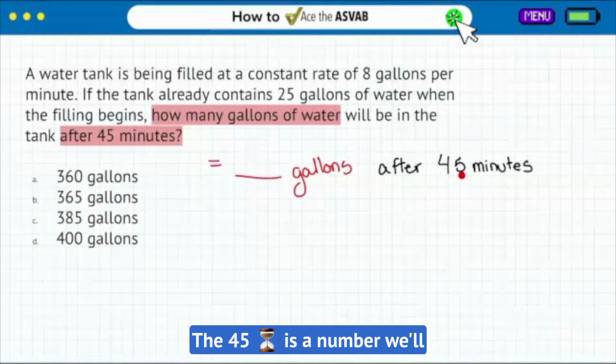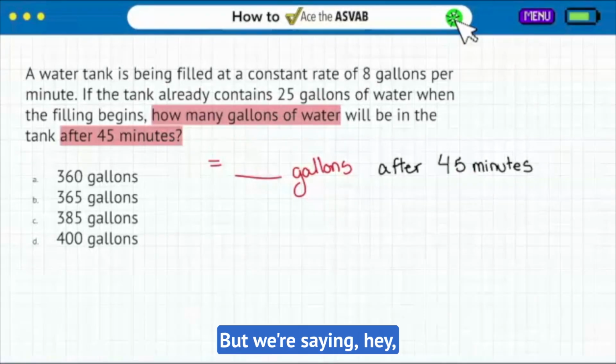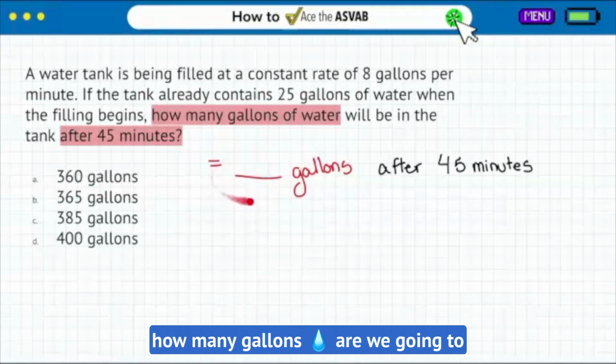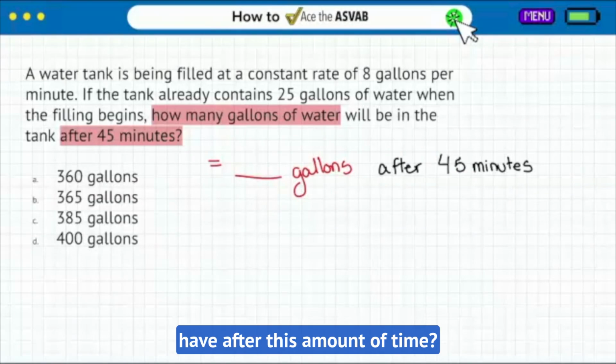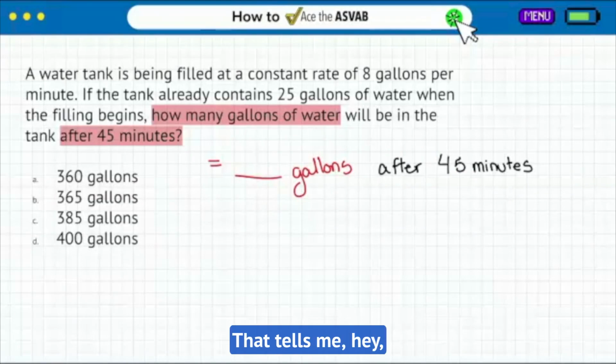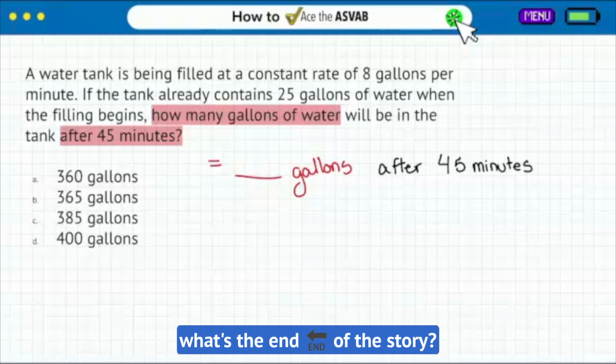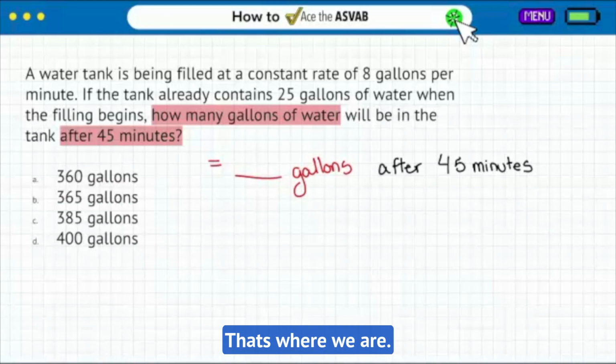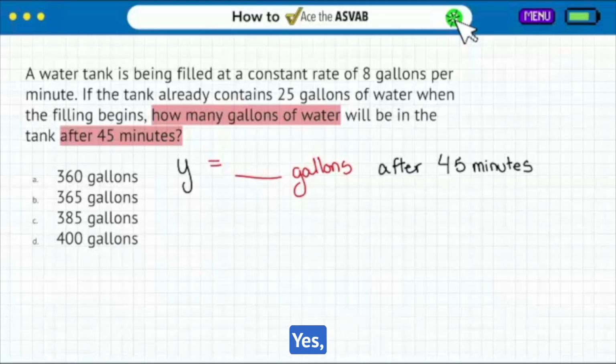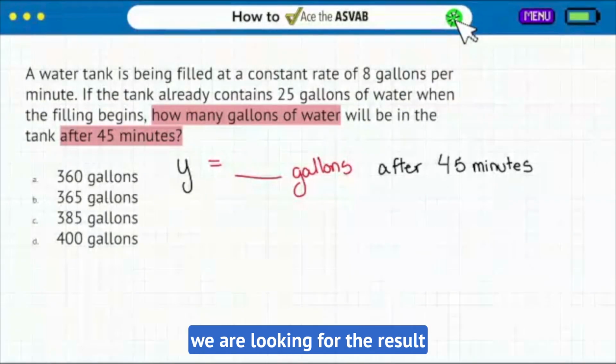The 45 is a number we'll talk about in a moment, but we're saying, how many gallons are we going to have after this amount of time? That tells me, what's the end of the story? Where do we end up? That's the number of gallons after 45 minutes. And if you wrote that down as the Y value, you are correct. Yes, we are looking for the result.